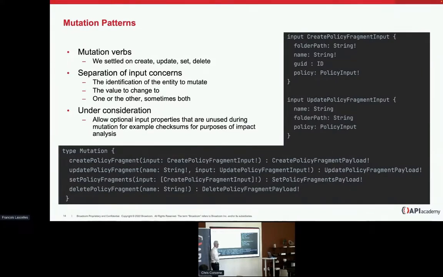Notice the plural here. Set is kind of like a combination of create and update, where you're passing an array, and the API is trying to be smart about if things already exist. So I'm going to update and try to make sure we don't override any dependencies, conflicts, and things like that. So that's how we distinguish between that. It's also a mutation that allows you to apply multiple entities at the same time. And then delete policy fragment.